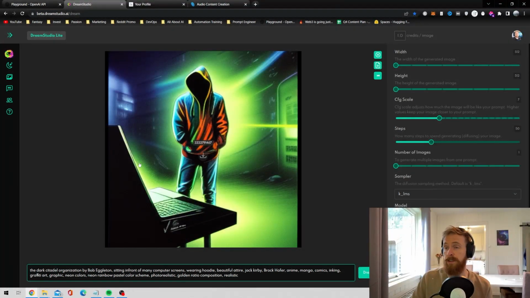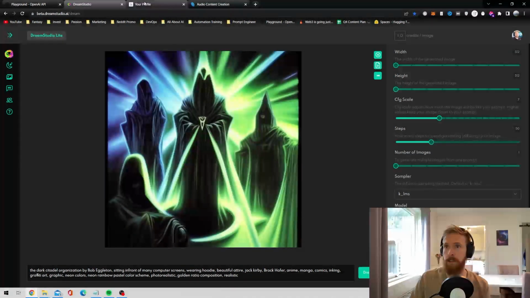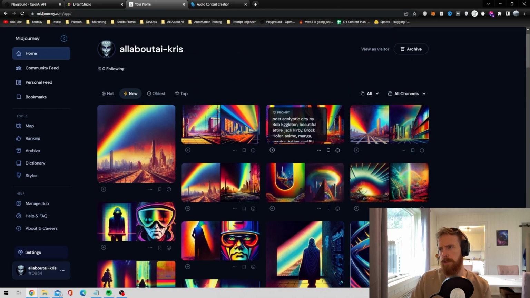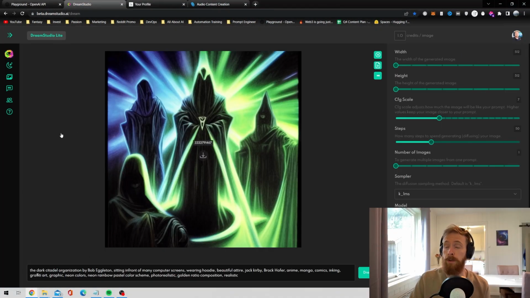So here we can see I created this hacker that is supposed to be our main character in Stable Diffusion 1.5, and I used of course the same prompt, changed it to the Dark Citadel organization, and we got these images. I also created some in Midjourney. I kind of like the ones from Midjourney best, so I chose mostly from Midjourney, but I also picked some from Dream Studio AI that of course runs Stable Diffusion 1.5. So yeah, I think it's time to just look at the final result.